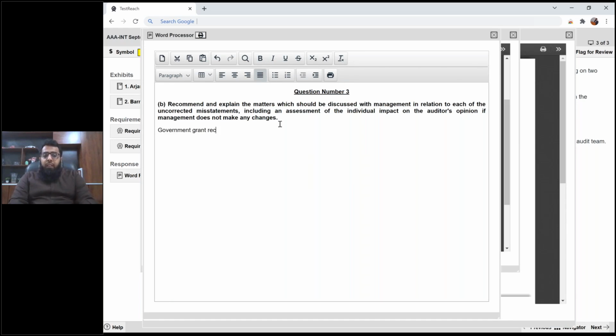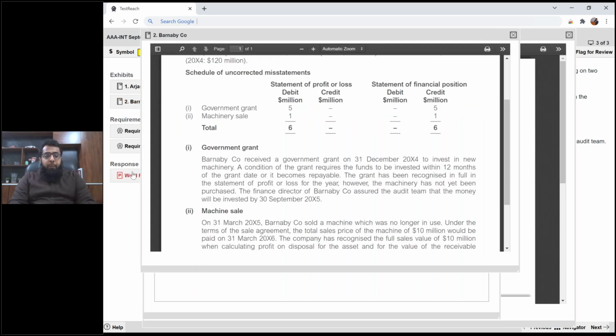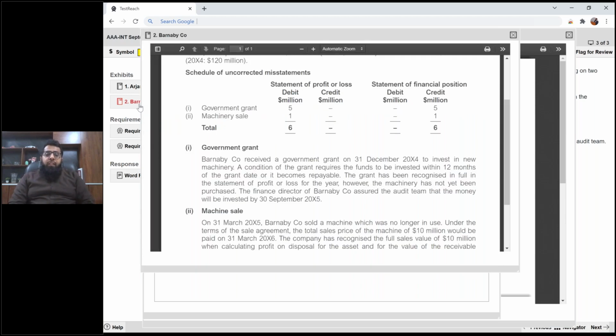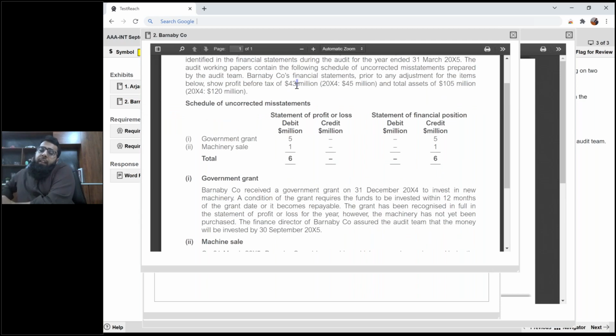Government grant received by Banner B Company of $5 million represents how much? If you calculate the materiality, your profit before tax is $43 million and your total assets are $105 million. Anyone, please tell me the materiality. How much percentage of PBT? So it's 11.6% of PBT.